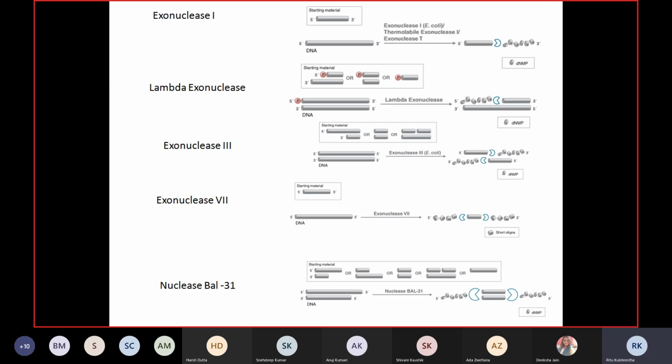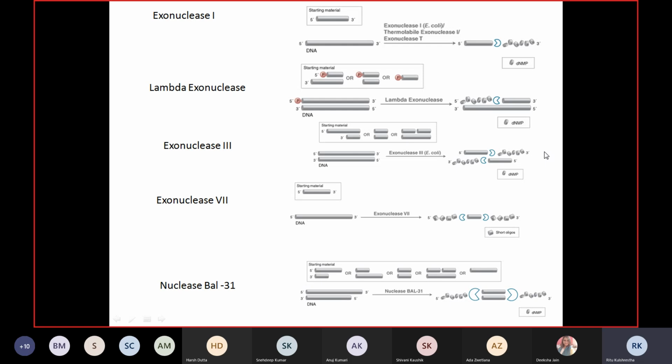So one is the requirement for this starting material. Then, from where are they cutting? These are exonucleases, but it doesn't mean that they will always cut the DNA from both the ends. That's not the case. You will see that some have 3' to 5' exonuclease activity, in which these nucleotides are removed one by one, and some have 5' to 3' exonuclease activity in a double-stranded DNA, or some have again 3' to 5' exonuclease activity.